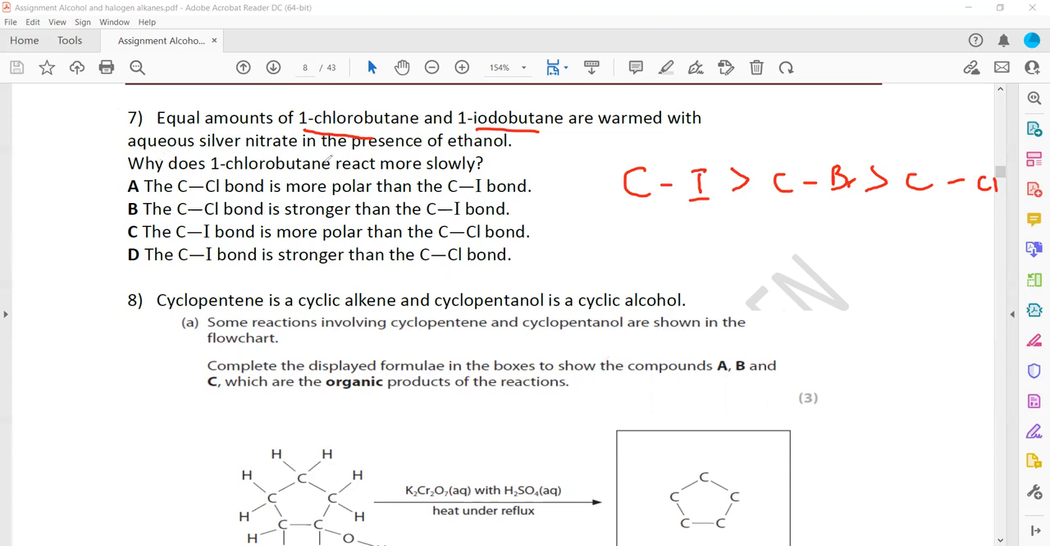So why does 1-chlorobutane react more slowly? Why does it have a slow reaction while iodo has a fast reaction? So when we check the options, the C-Cl bond is more polar than C-I. That is true, for example, chlorine is more electronegative, so this is more polar and this is less polar.